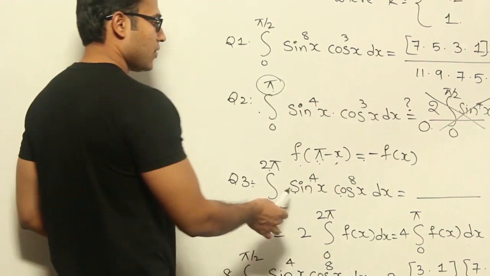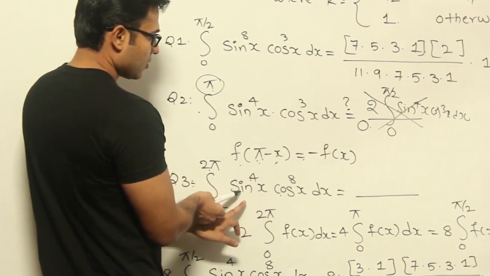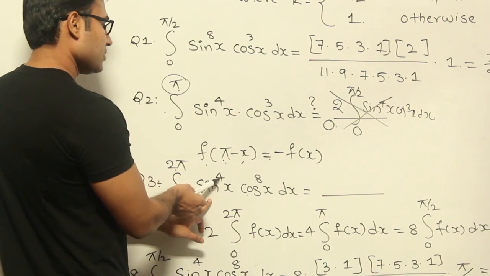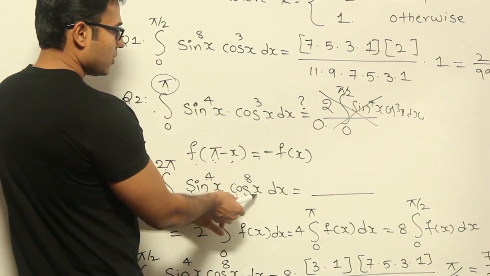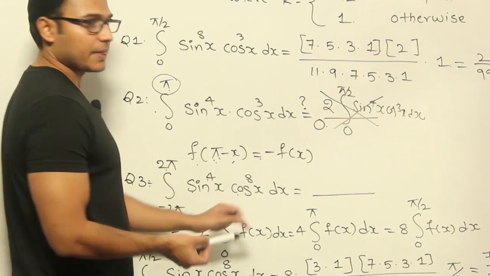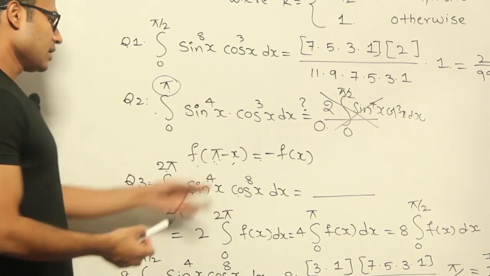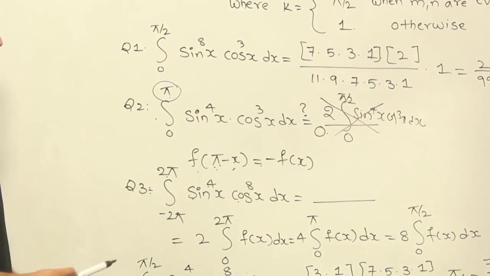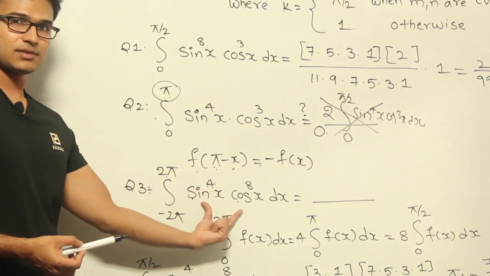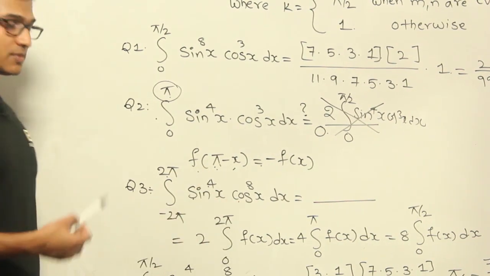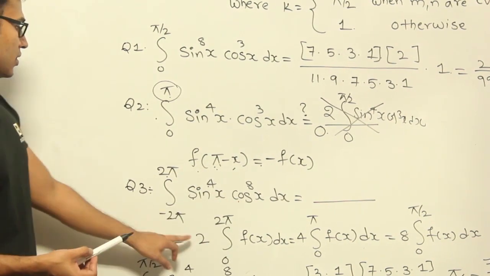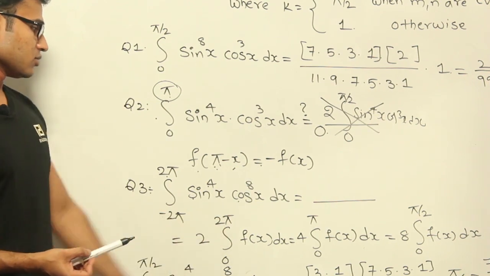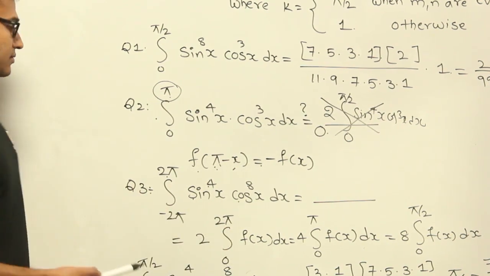So now if you try to find out f of minus x, you are going to get sine power 4x only. Here you are going to get minus cos, but again since it is power 8, it is going to convert to plus, which means if you find out f of minus x here, you are going to get f of x only, which means it is an even function. Therefore you can write it as 2 into integral 0 to 2 pi f of x dx, alright.